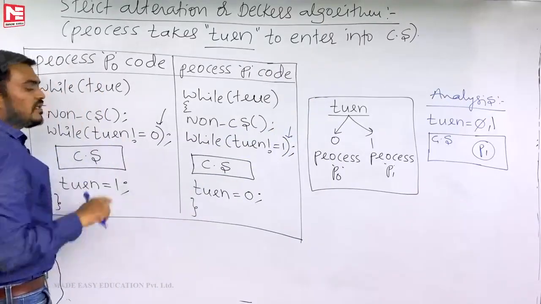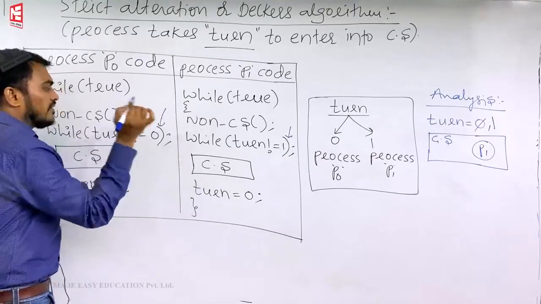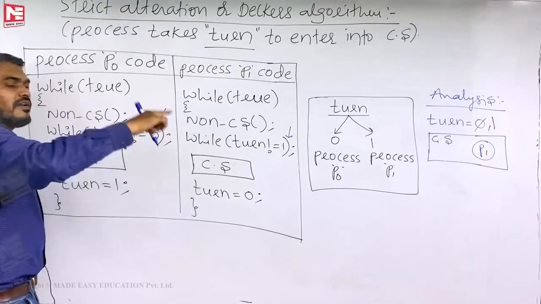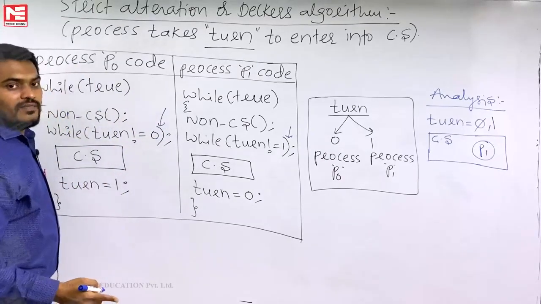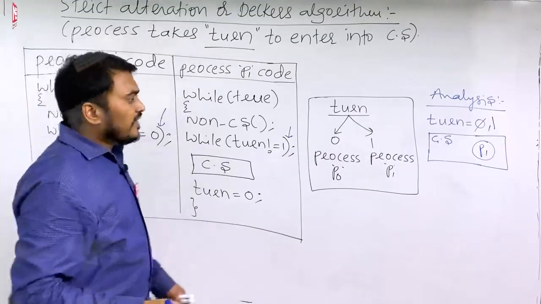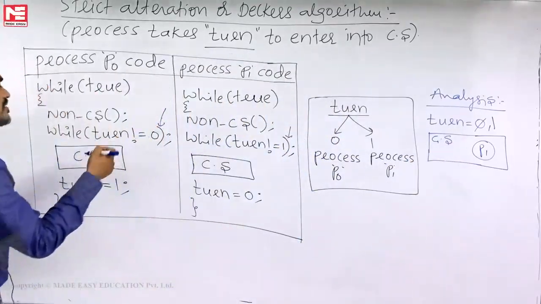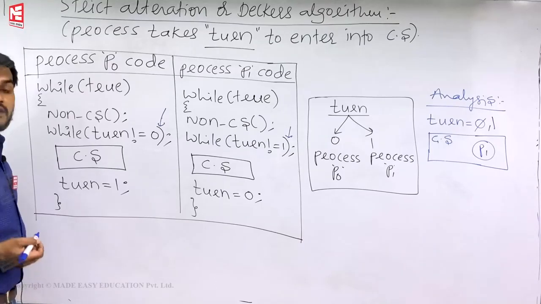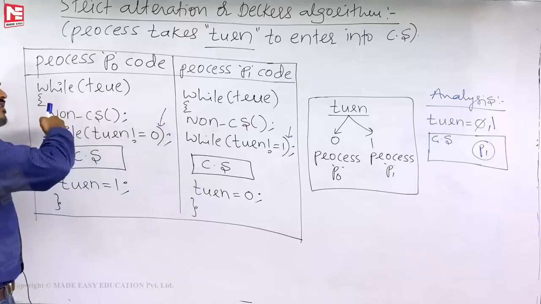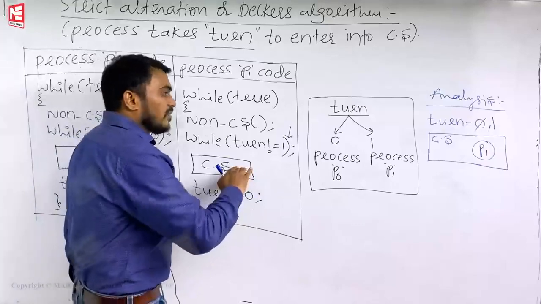So 1 not equal to 0, true or false? True. If it is true, the process will stop here. So it will keep on rotating in the while loop for the condition to become false. So what you understood: when P1 is in the critical section, P0 is not allowed. Even if P0 tries, it will come here and get stuck, and will keep rotating in this loop.